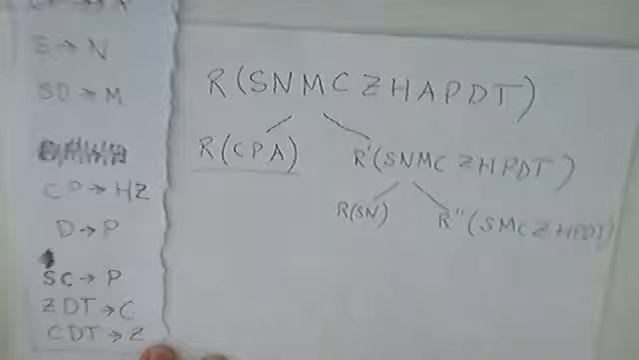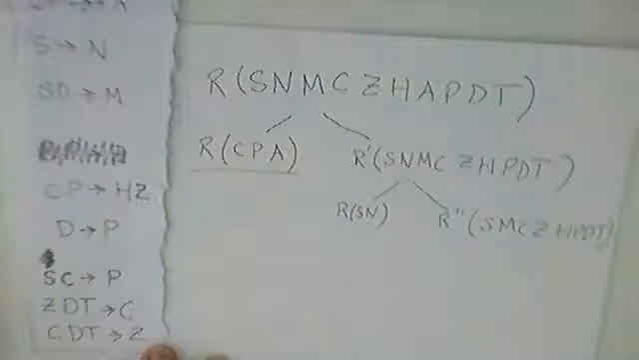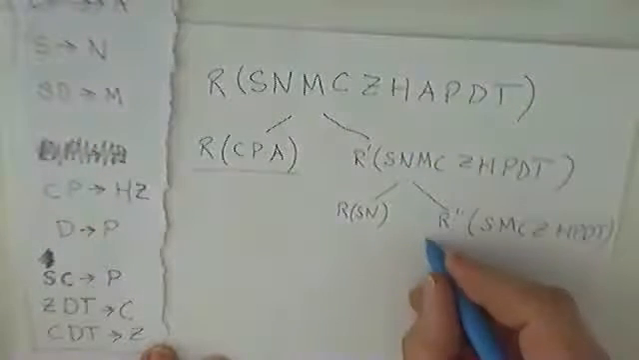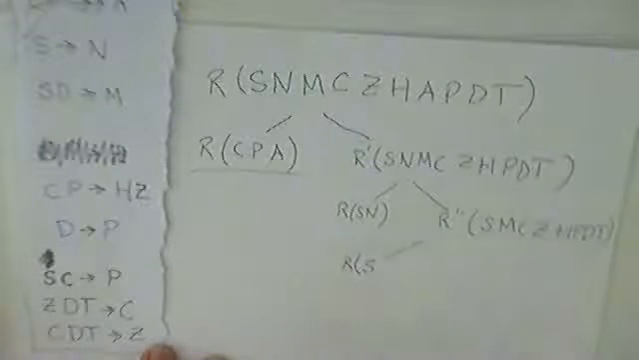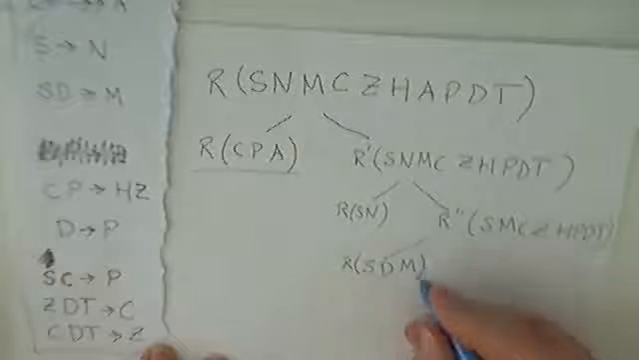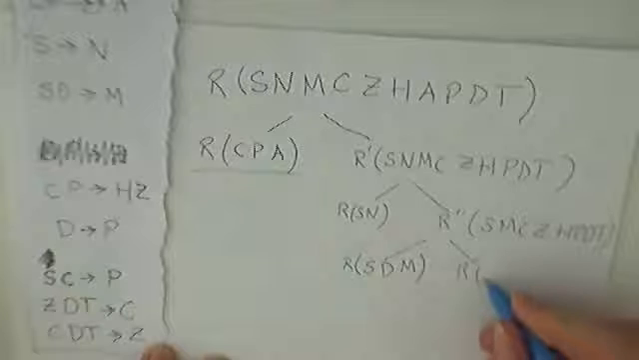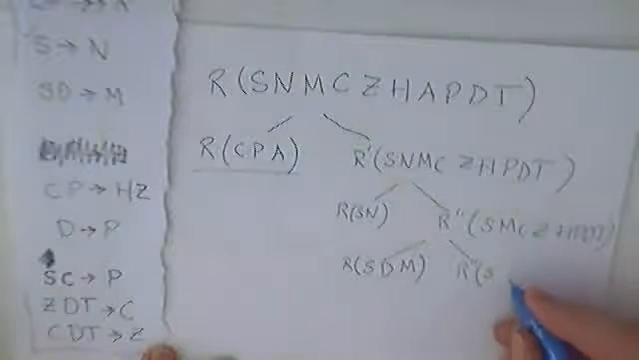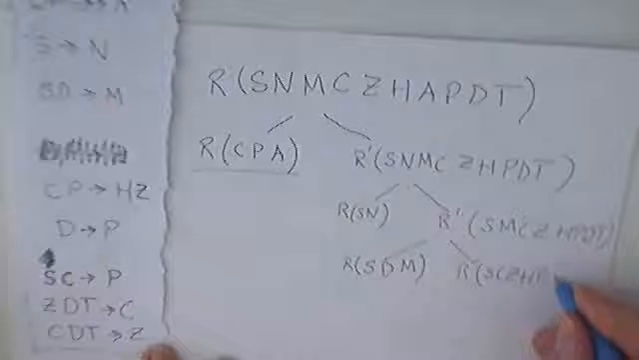Okay, so far so good? Okay, good. So now we've dealt with the student name. So it looks like this. Now, what about the major stuff? Why don't we get the major dealt with as well? So S, D, and then M. Okay, so that, and then our triple prime is going to be S, C, Z, H, P, D, T.